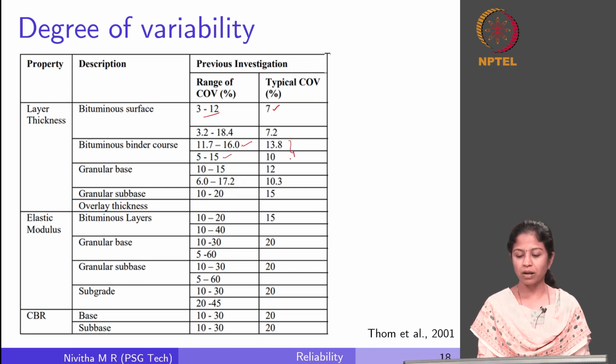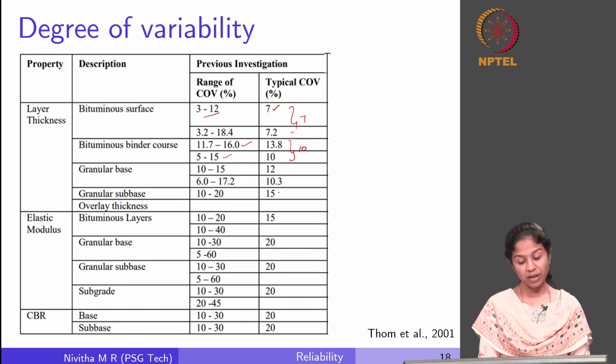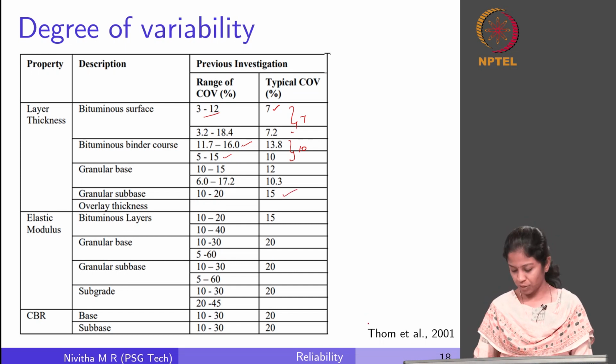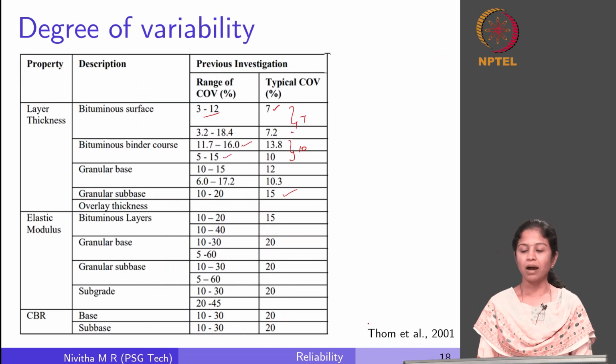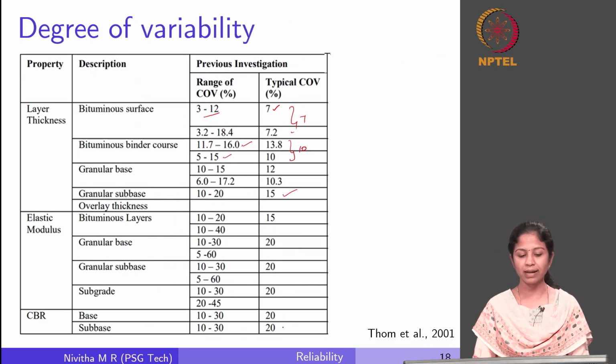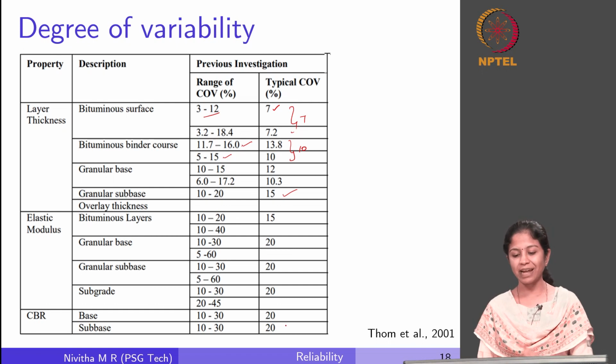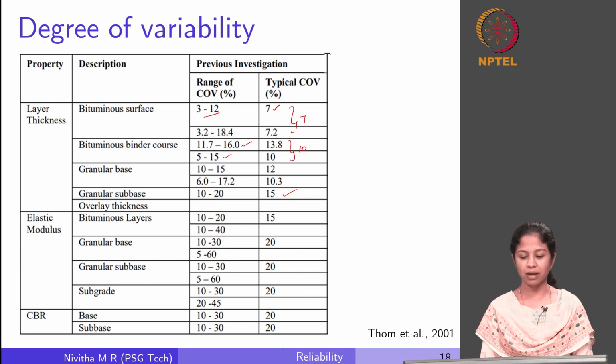So, we assume somewhere around 10 for this layer, we assume 7 for this layer, and if it is a granular base course, it is 10 to 15 or 6 to 17. So, it is again around 10 to 12. For a granular subbase, 10 to 20. So, we use a higher value because even here you could have seen as we move to bottom layers, the variability becomes higher, right. So, we use a higher coefficient of variation for the low lying layers. So, this is the range of coefficient of variation, and mean could be any target mean value that we desire.